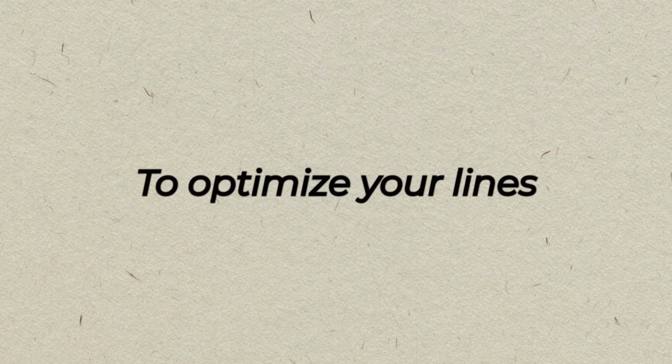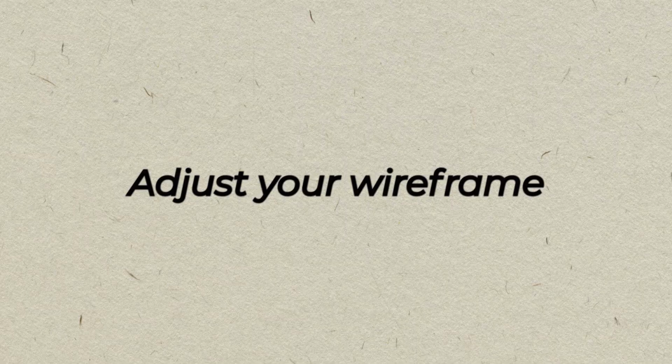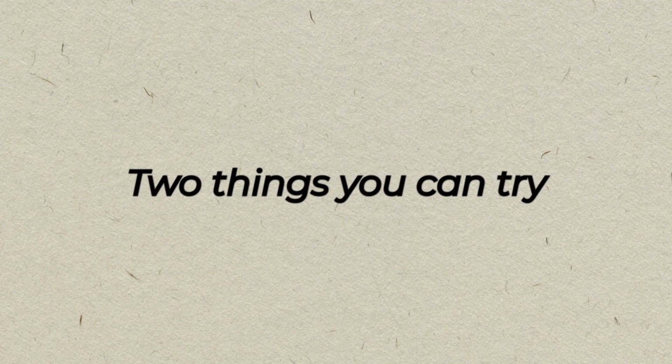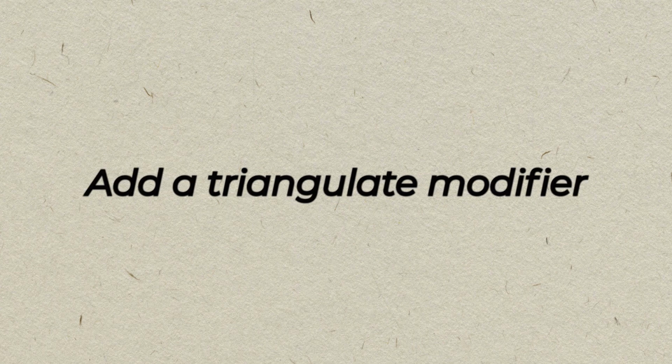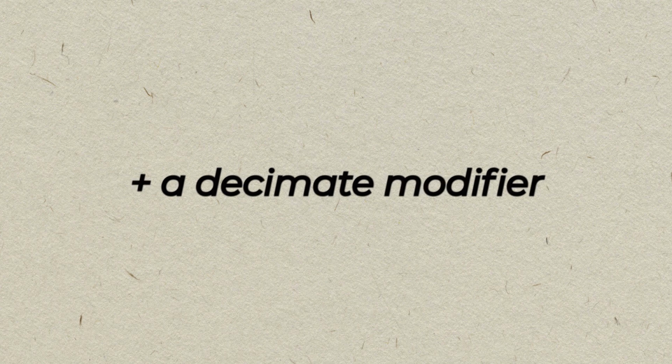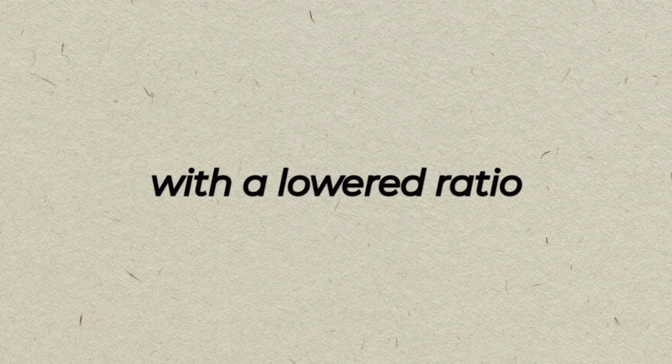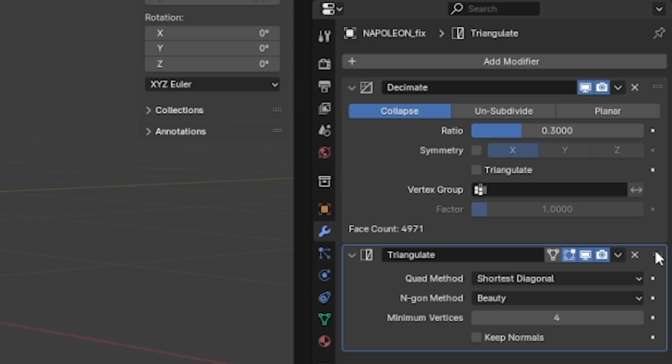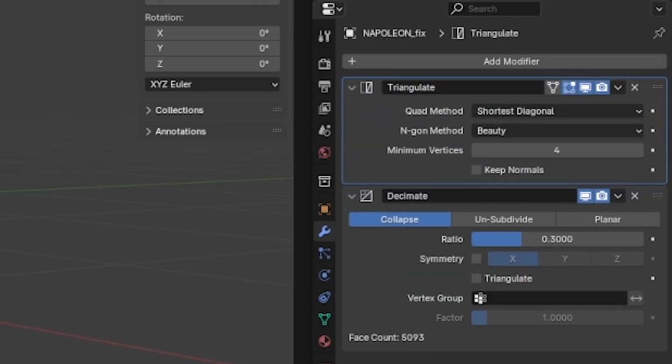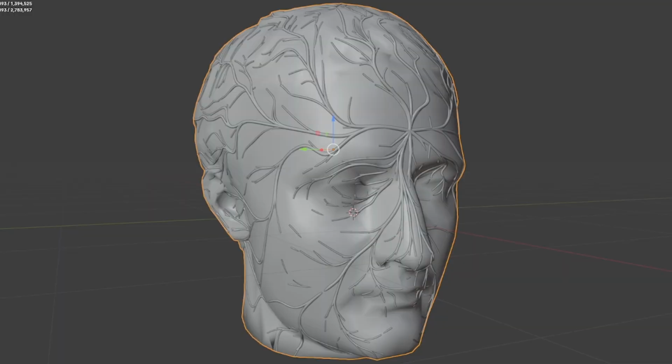A little tip, if your lines aren't as jagged or organic as you'd like, it could be because your wireframe is lacking detail. Two things you can try to combat this: you can add a triangulate modifier to the modifier stack of your model, as well as a decimate modifier with a lowered ratio. The combination of the two should create a more interesting pattern within your mesh, but it may not be needed.